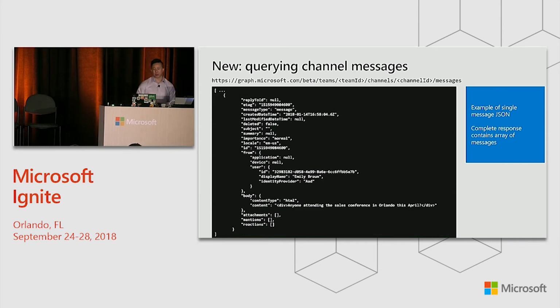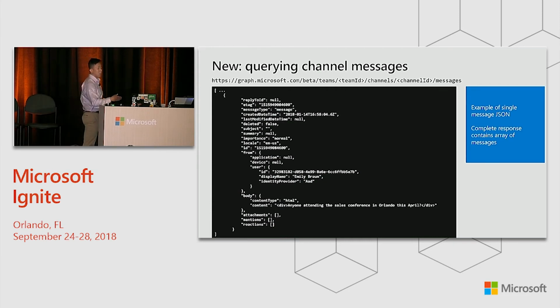So this is just that querying channel messages API that I showed a little bit earlier. Again, this is actually already documented on the Graph documentation under the beta endpoint, so you guys can go and check that out. But the other thing I'll mention is that we've spent a long time making sure that that payload really contains everything. We're throwing the kitchen sink, and you decide how you want to consume it.